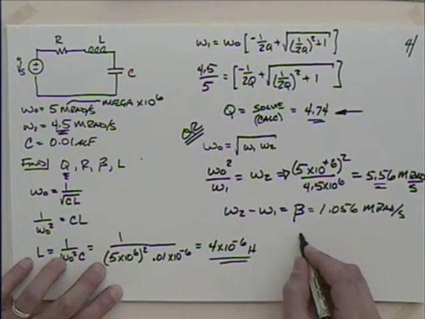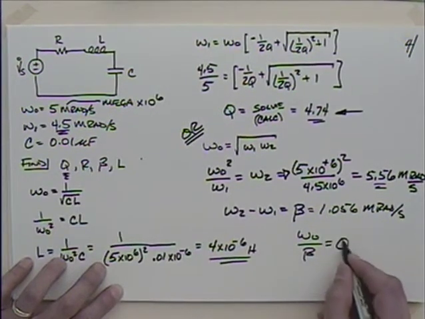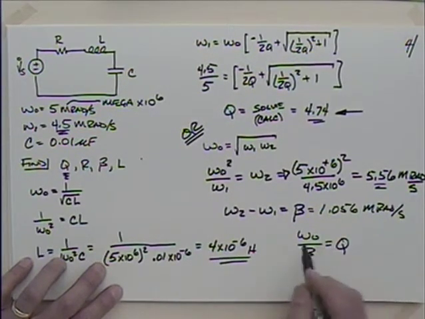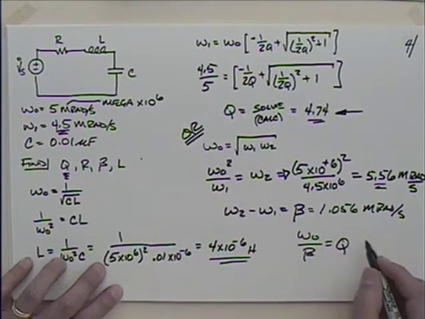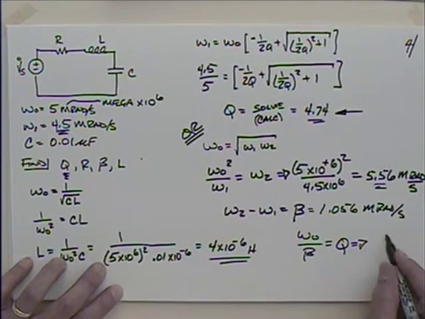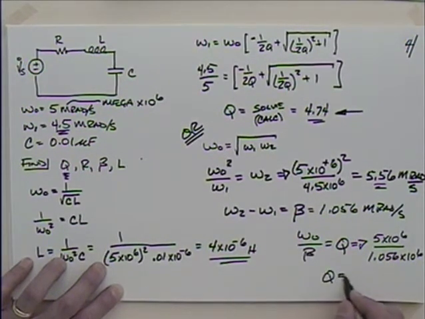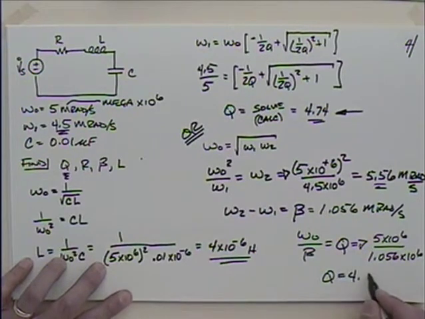Well, we know that omega naught over the bandwidth is equal to Q, isn't it? So I've got omega naught. I now have the bandwidth. So this would be 5 times 10 to the 6 divided by the bandwidth, 1.056 times 10 to the 6. And the quality is unitless, turns out to be 4.74.